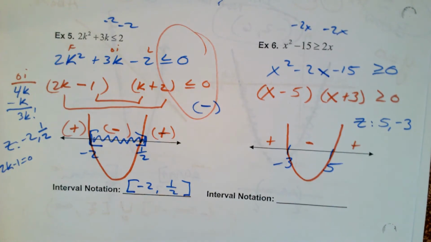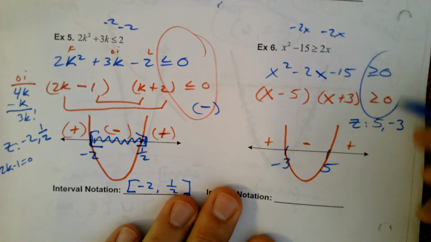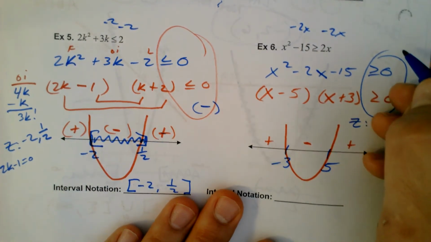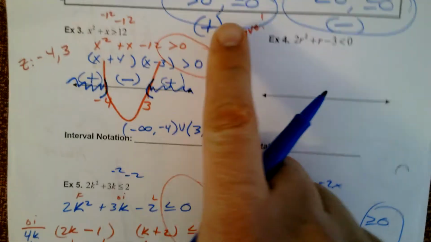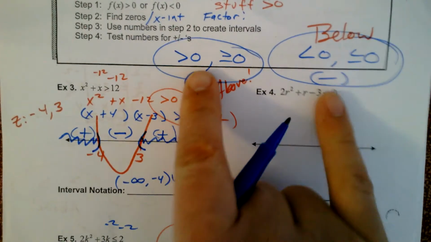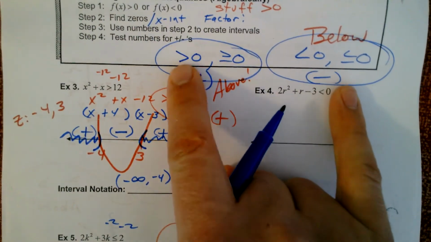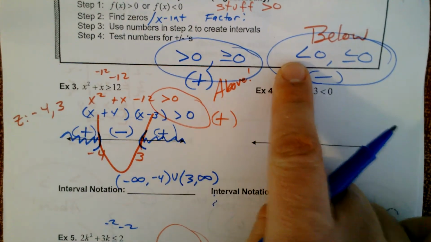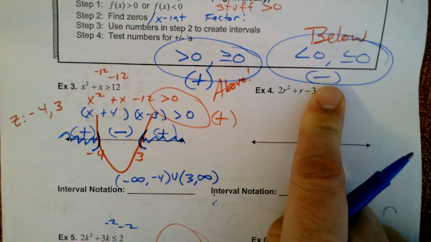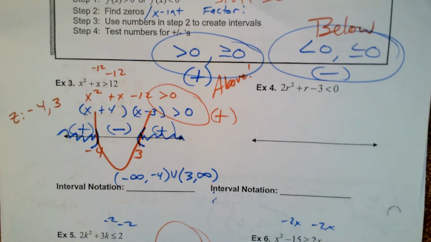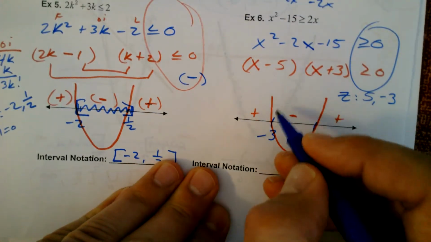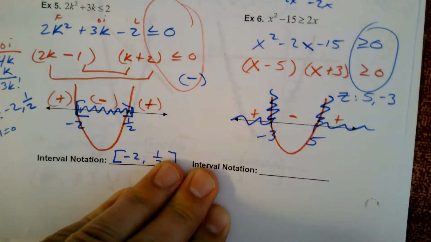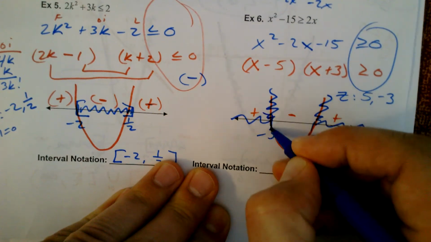Okay, and then what are we looking for? We want numbers that are greater than or equal to 0. This is how I decide on the shading. That's where it's above. So I hope you have this written somewhere: greater than 0, or greater than or equal to 0, is pluses, that's above. Less than or equal to 0 is the minuses, that's where it's below. So this is greater than or equal to 0. That's here and here. It's equal to, so it's a bracket.